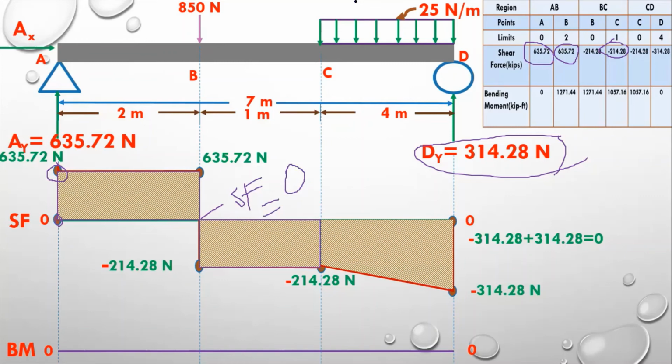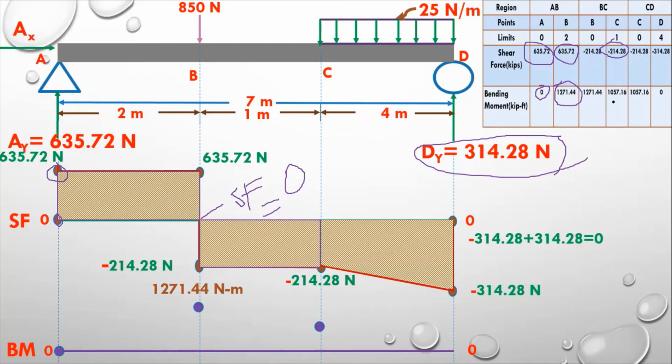Now you can see the first value is 0 in the table, and the next value is 1271.44 at point B. So at A we have 0. First of all, you can see this is the purple point and this is 0 first. Then we have to take at B 127.44 Newton meter here. Then we have to take at C. At C is B again. We have 127.44, so it will remain the same here.